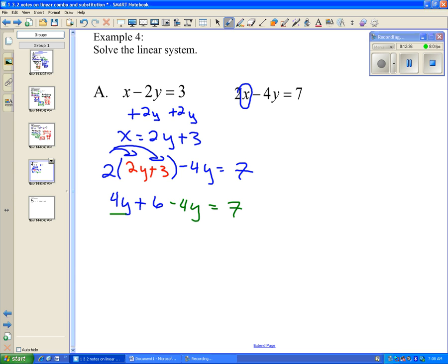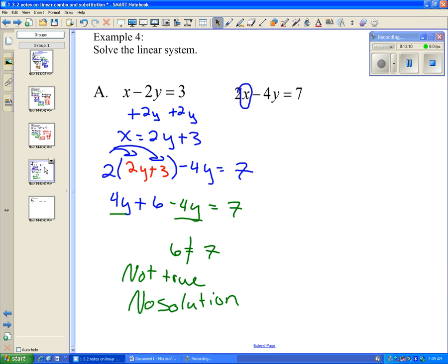Combine like terms, 4y minus 4y is 0, so I get 6 is equal to 7. Wait, that's not a true statement because 6 does not equal 7, so according to substitution, there is no solution. I came up with a false statement. 6 is not equal to 7. 6 equals 7 is not a true statement, so this cannot be true.